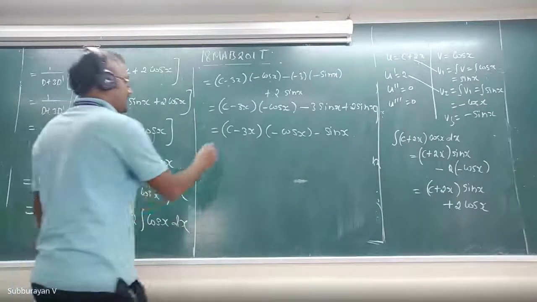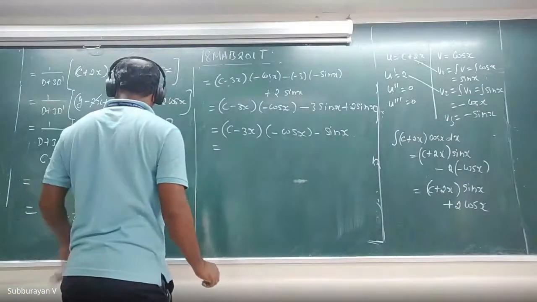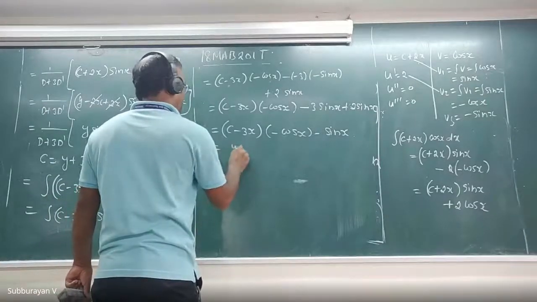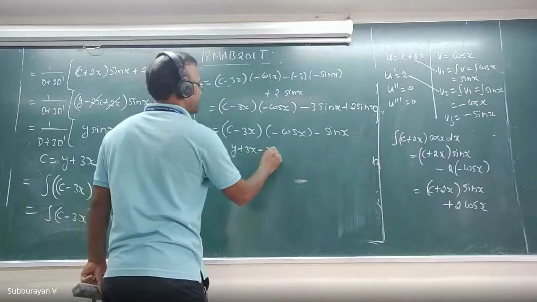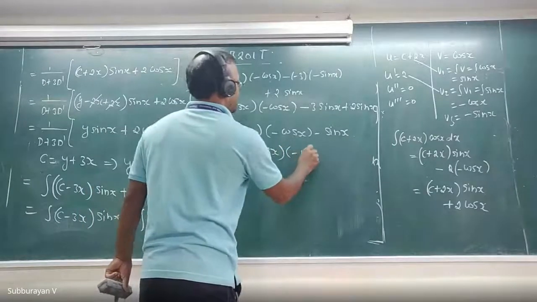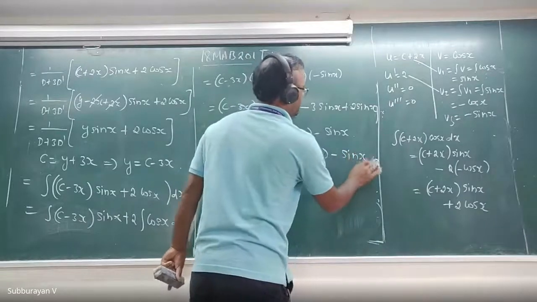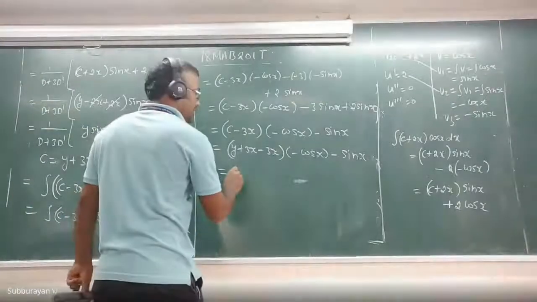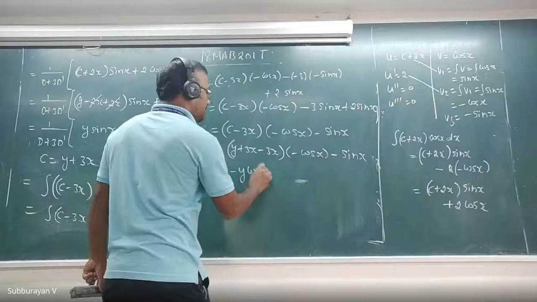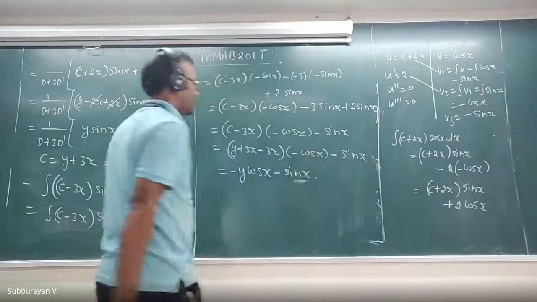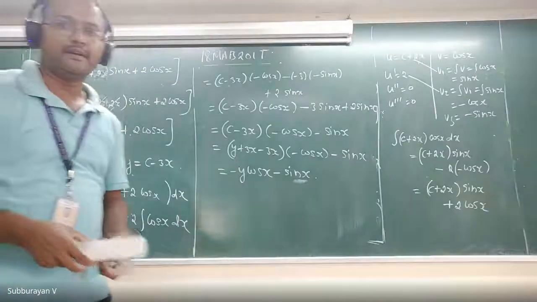Therefore this is equal to y plus 3x minus 3x into minus cos x minus sin x minus sin x. Okay. The time is over. This is minus y cos x minus sin x. So this is the required particular integral.